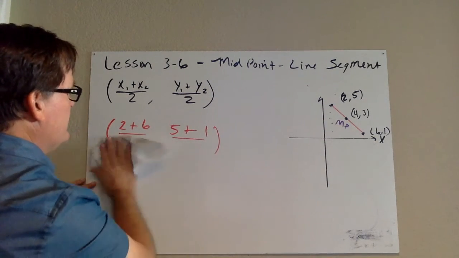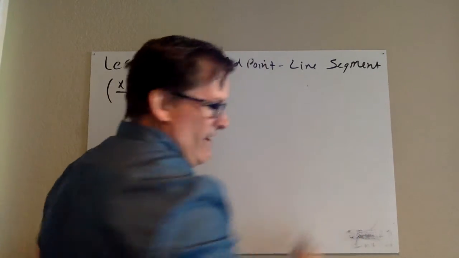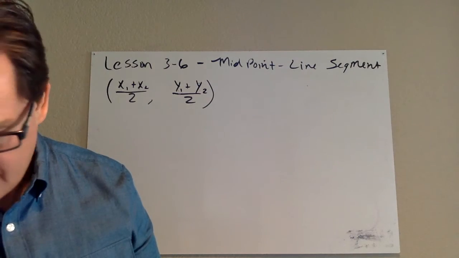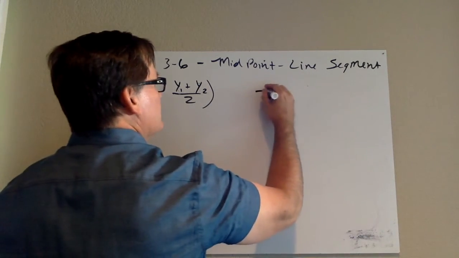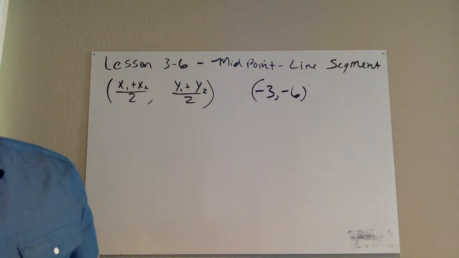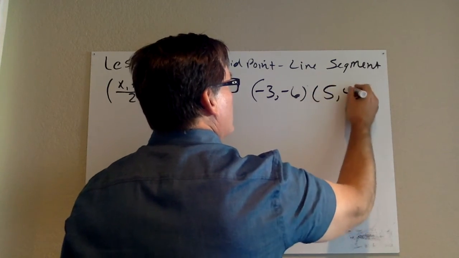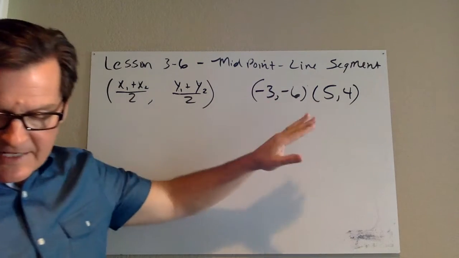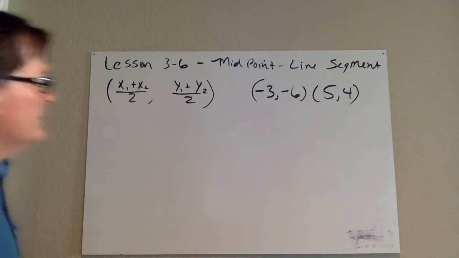Now just for the sake of repetition, let's do one without a graph, only given the 2 points, because this is often how it's going to happen. So my 2 points are (-3, -6). And that's 1 point. The second point is (5, 4). And let's find the midpoint. So those would be the endpoints of a line segment that was given to me. Now let's find, using the formula, the midpoint.